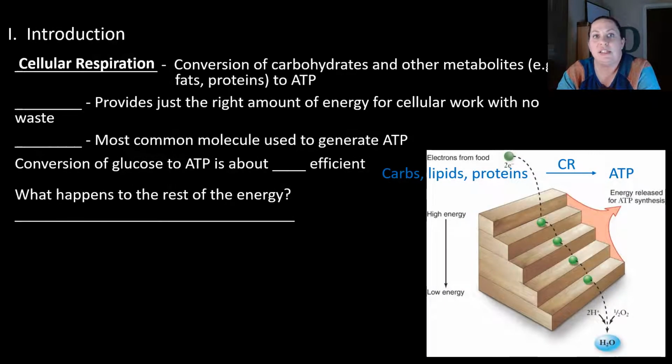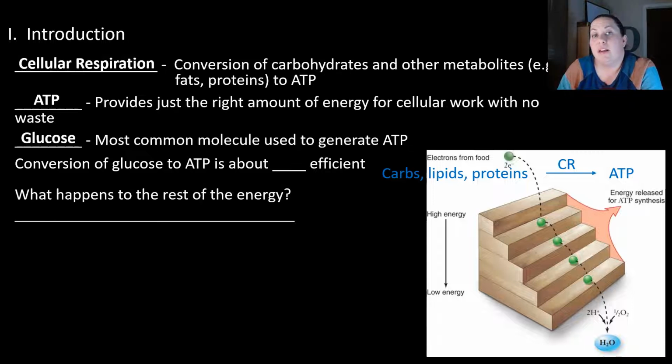Cellular respiration is the conversion of carbohydrates and other metabolites like fats and proteins into ATP. Now, your cells prefer the carbohydrates. Your cells are kind of lazy. They prefer the carbohydrates because they're the easiest. However, your body could use fats and proteins for this process. Now, ATP provides just the right amount of energy for cellular work, and this helps with having little to no waste when we use ATP.